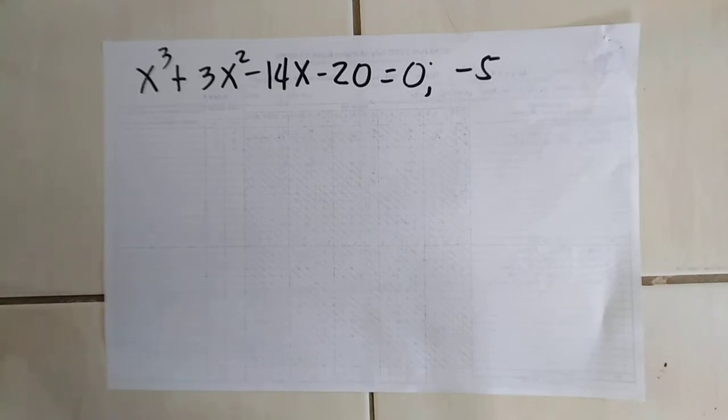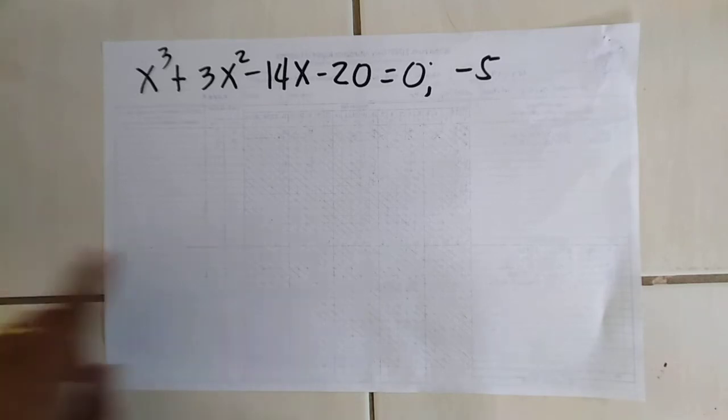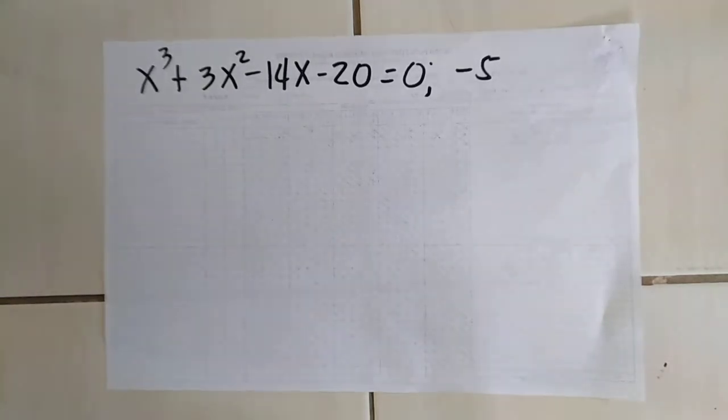Since the choices are only 1 and 2, we are going to find the other roots. One root was given, negative 5. So, given one root, negative 5, now we will use negative 5 and solve this. Okay?